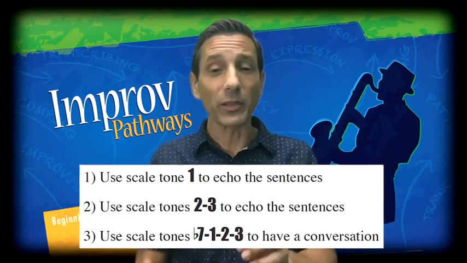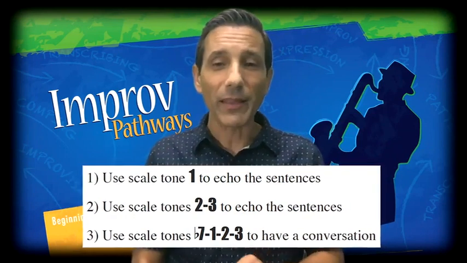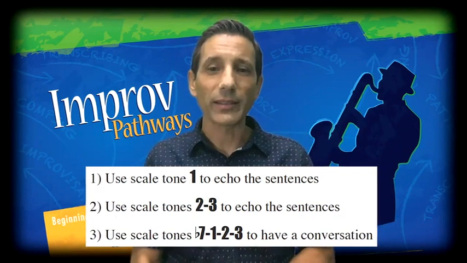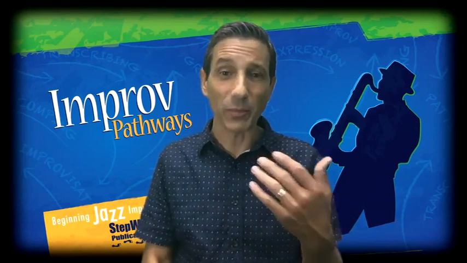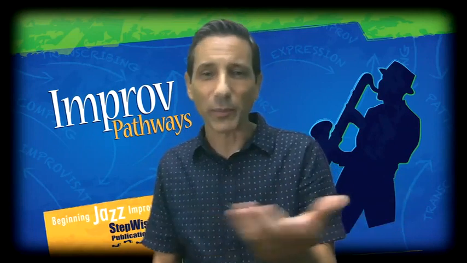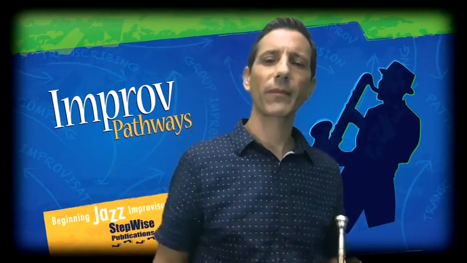And then in a little bit, you'll use scale tones 2 and 3. And then you're going to go and use all 4 of the scale tones from patterns level 2 to have a conversation with someone. So first you're going to go through this exercise with me, and then if you are in a class, I'll give you a chance to have a conversation with someone else sitting near you. Improvising pathway 2, rhythmic playing.